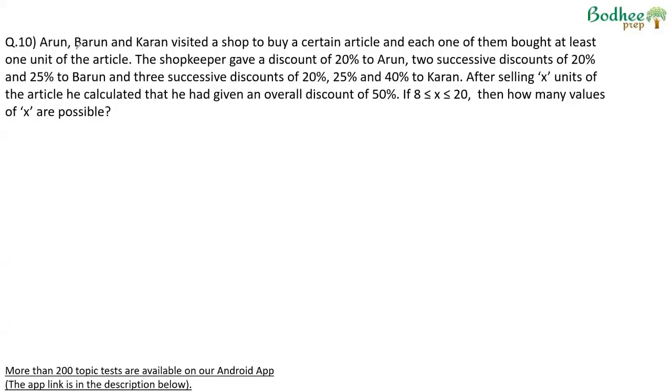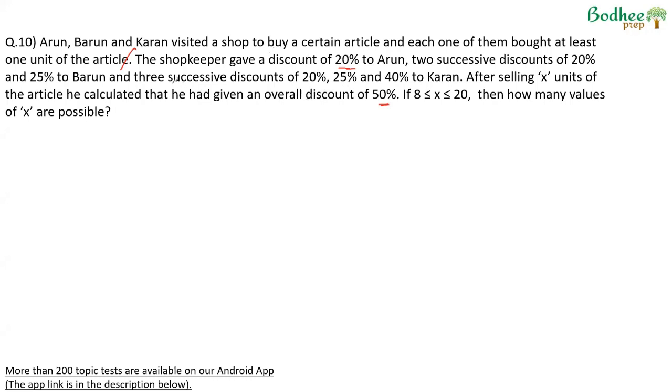Arun, Varun, and Karan visited a shop to buy a certain article, and each one of them bought at least 1 unit of the article. The shopkeeper gave a discount of 20% to Arun, 2 successive discounts of 20 and 25% to Varun, 3 successive discounts of 20, 25, and 40 to Karan. After selling X units of the articles, he calculated that he had given an overall discount of 50%. After selling X units of the article, how many values of X are possible?